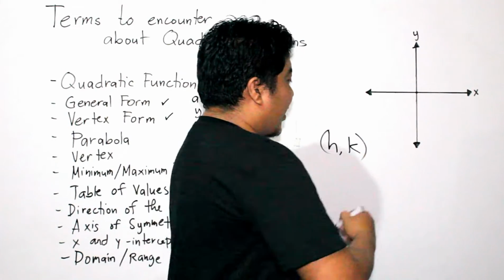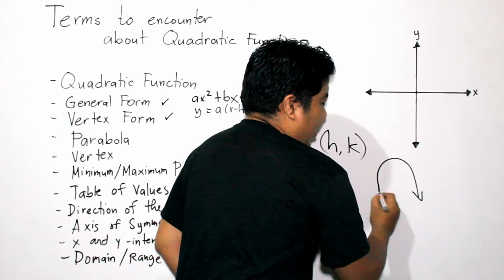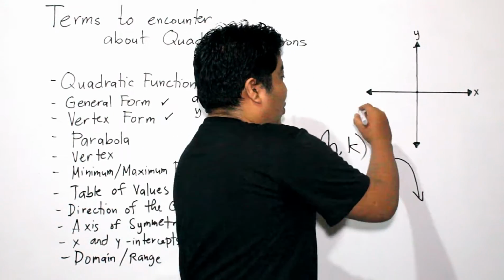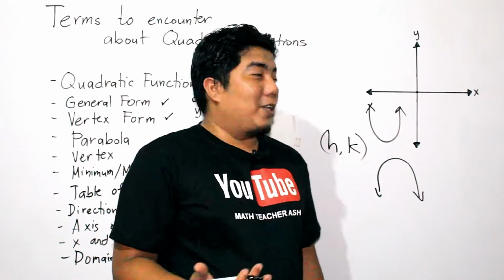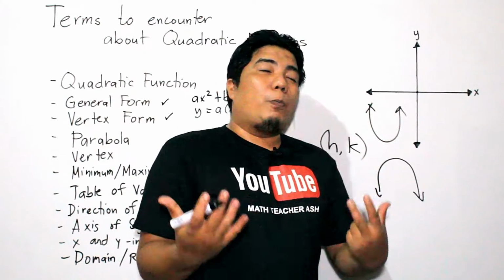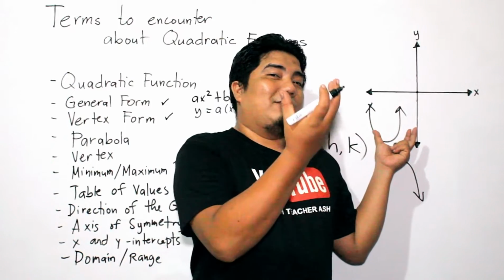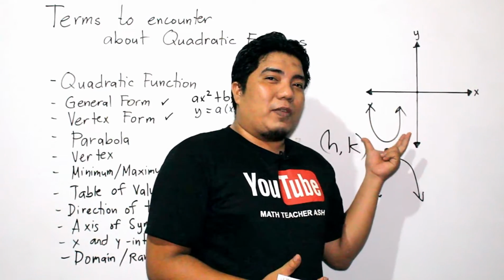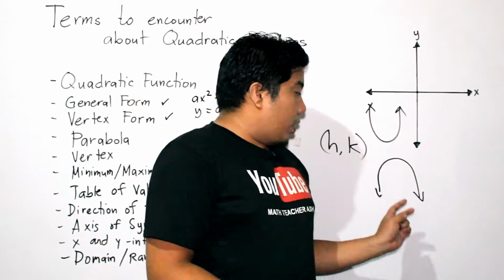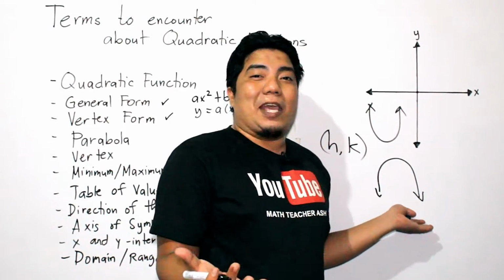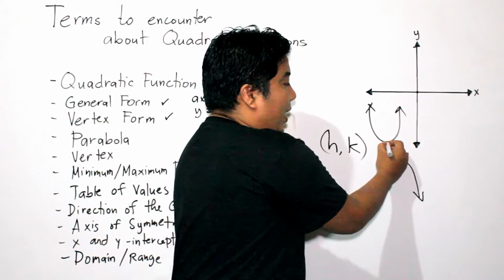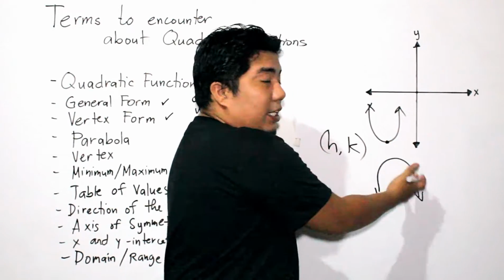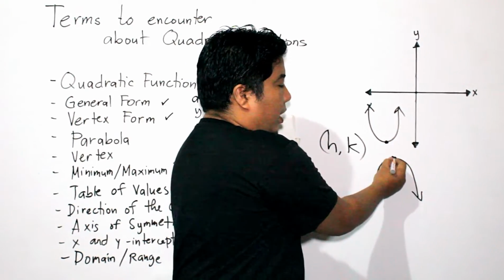What does it look like? It looks like a U or an inverted U. Okay? So, if the parabola opens upward, then this is the graph of a parabola. When it opens downward, this is what the parabola looks like. Okay? So, as you can see, in this given parabola, we have here the turning point. In this parabola, we also have here the turning point.